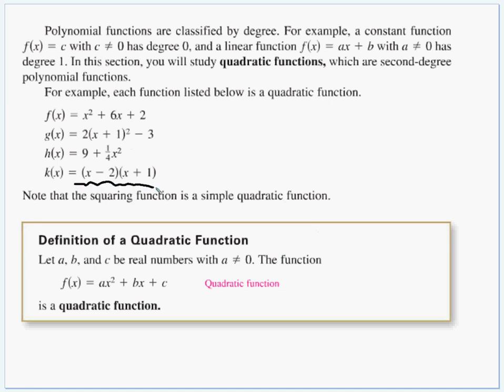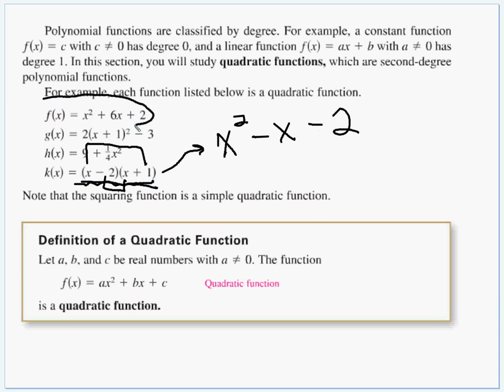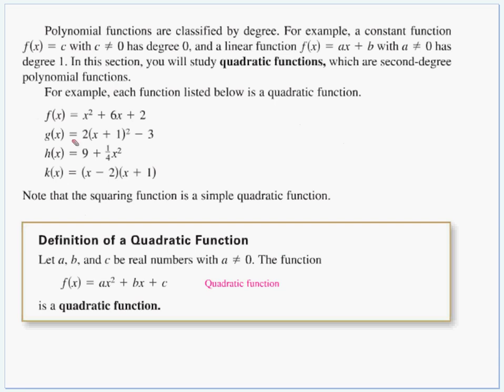Here, the last one, k of x, is in two terms. If we did start to FOIL that out, let's FOIL it all the way out. I'm just having too much fun. If we do first times first, that will be x squared. Our outers will be a plus 1x. Our inners a minus 2x, so that's minus 1x. And then our last times last will be a minus 2. So now that we've FOILed it out, it looks a lot like the first one we saw. And our leading term is some number times x squared, so that's also a quadratic.